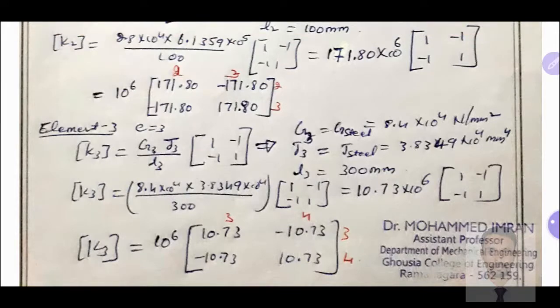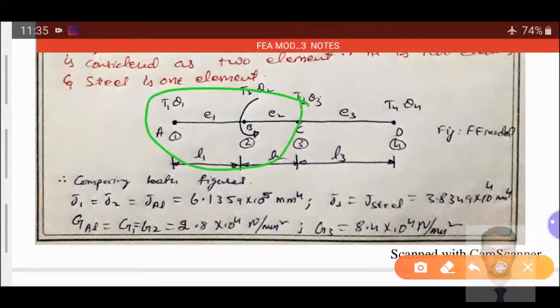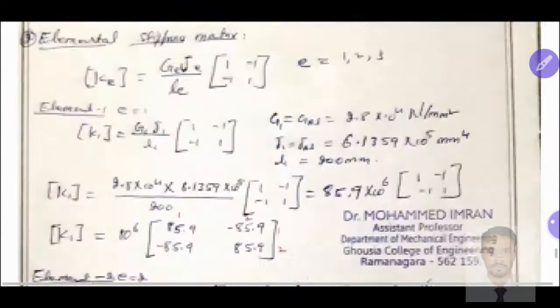When we have discretized a continuum body of aluminum shaft in terms of two elements by using the finite element method, we have got the stiffness of those elements. Now the steel element remains. For this element we have found this stiffness matrix. We need to get the stiffness matrix for element number 3.